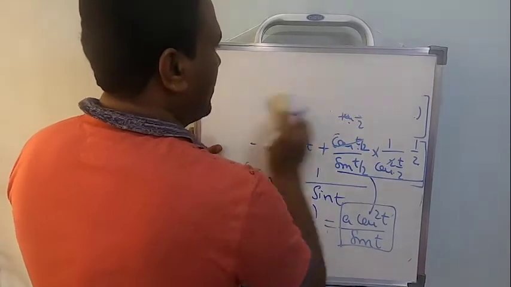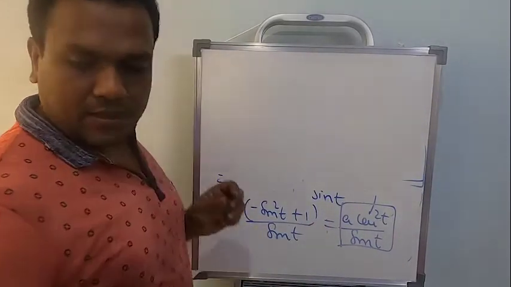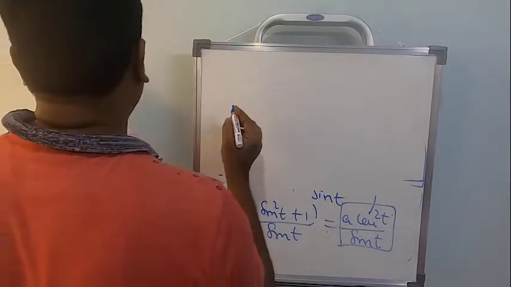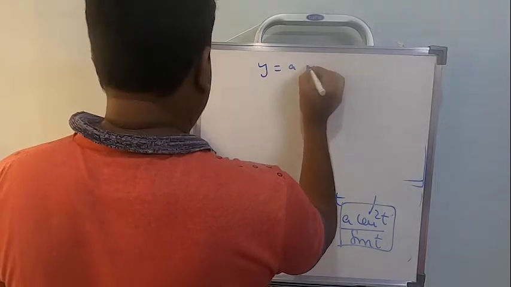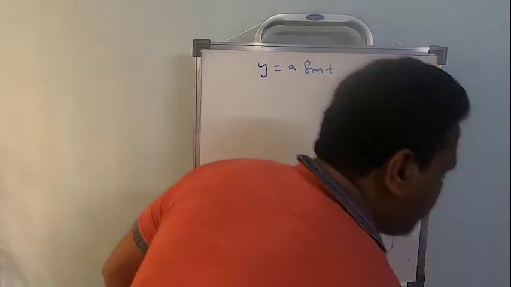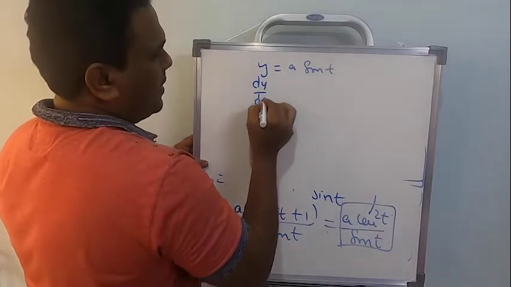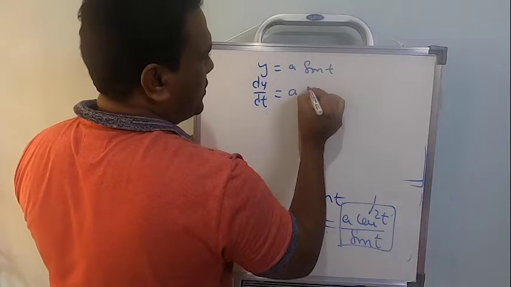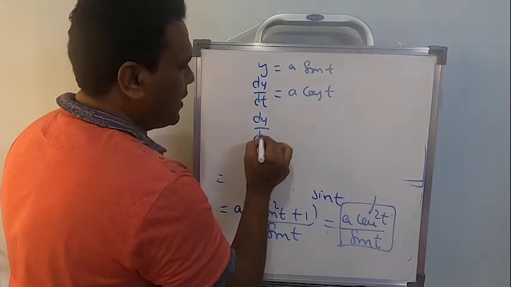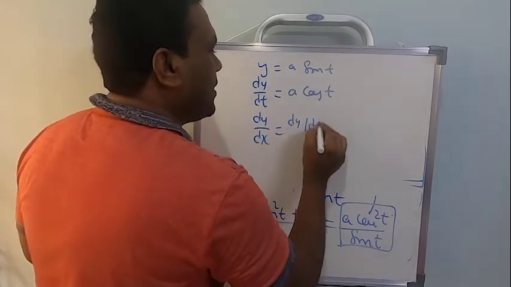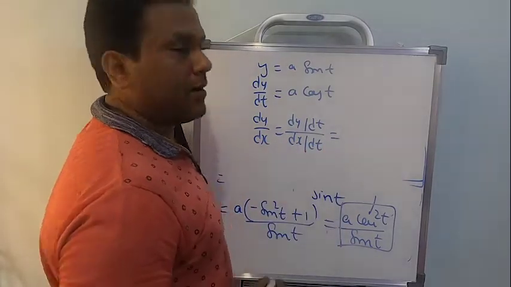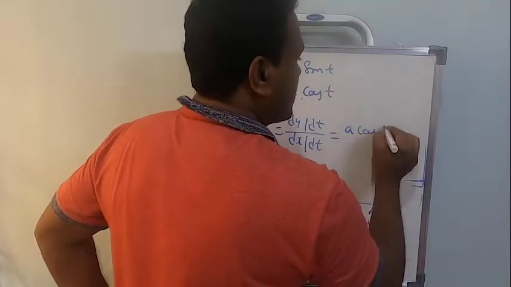Now in the same problem I have y. So let's consider the value of y. So in the 8th problem, value of y is given as what? y is equal to a sin t. So let's go for differentiation of this. So dy by dt equal to a, which is a constant. Differentiation of sin t will be cos t. Now let's write the formula dy by dx equal to dy by dt by dx by dt. What's the value of dy by dt? We have here a cos t.